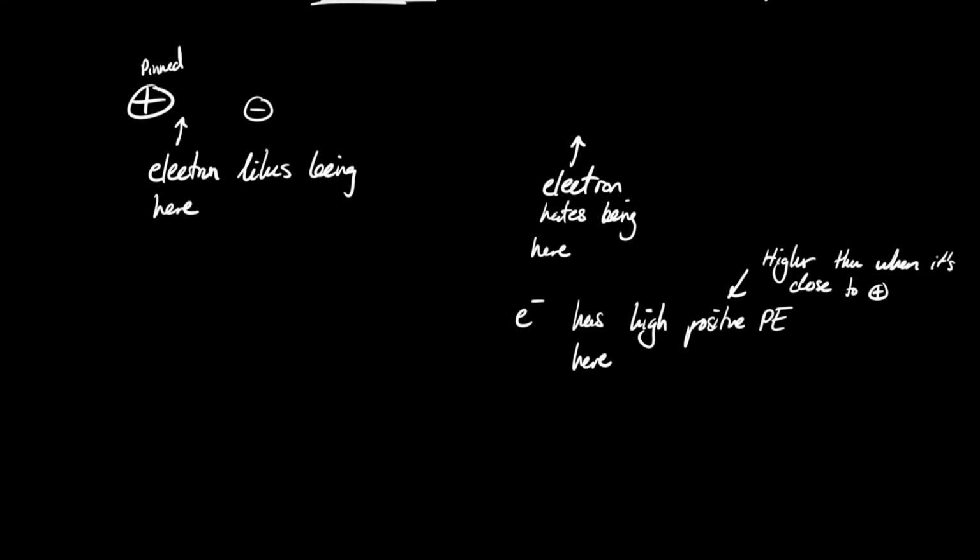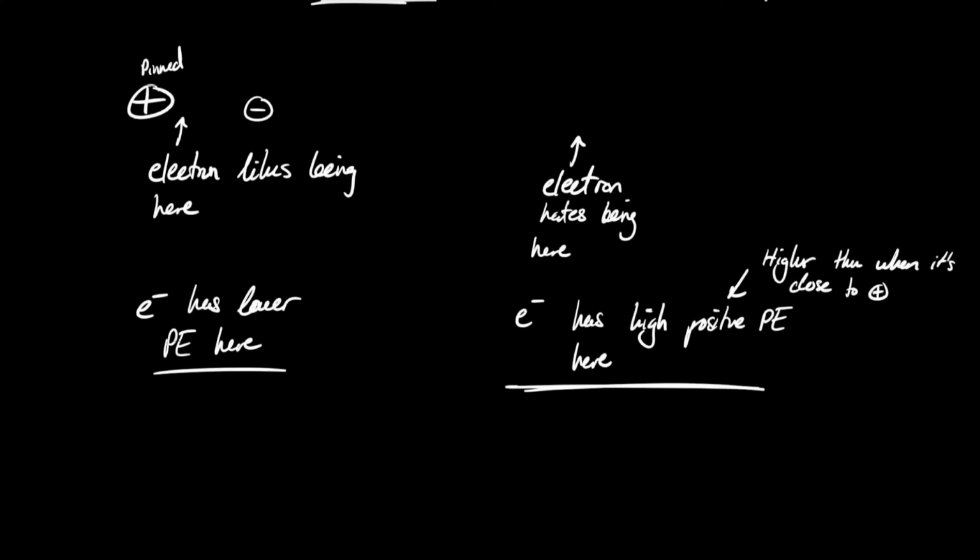So the potential energy is high positive out here, again because the electron does not like being out there. It would rather be getting sucked in towards the positive charge. So the electron has lower PE here. Okay, again, notice I'm specifying the electron feels this sort of potential energy here.